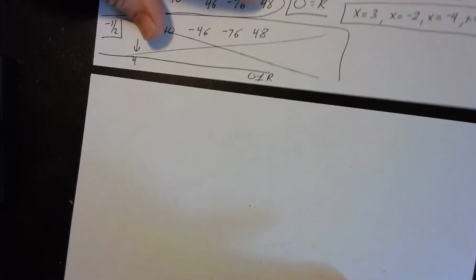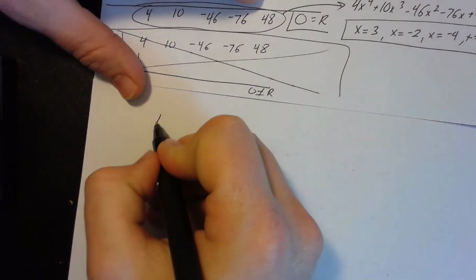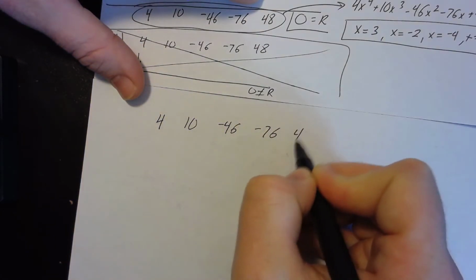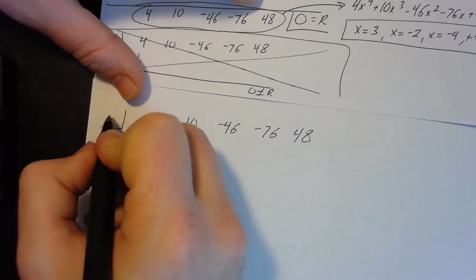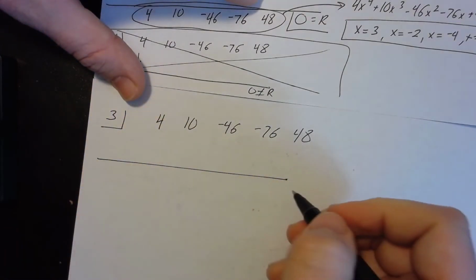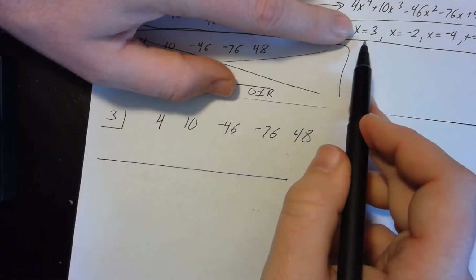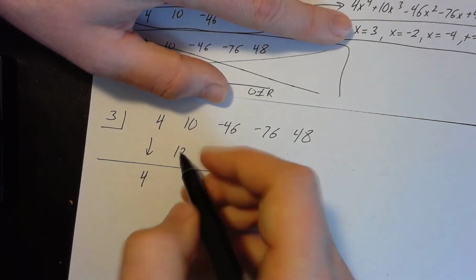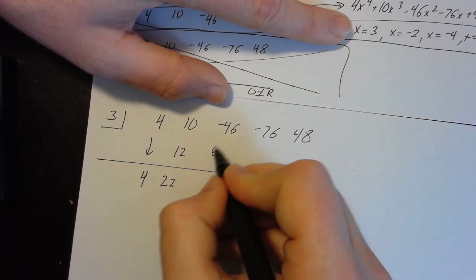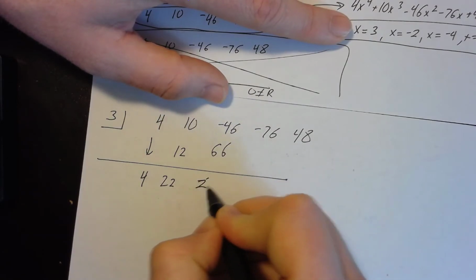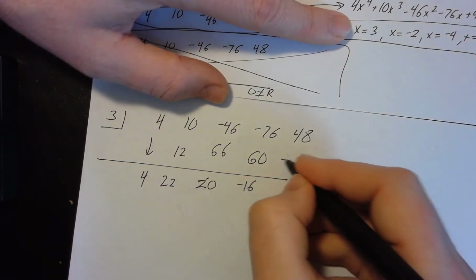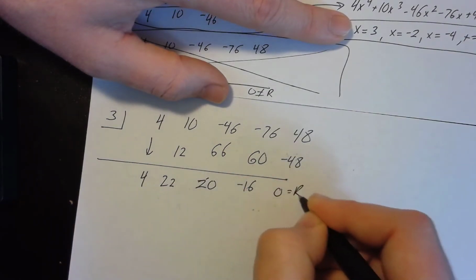Let me show you one more example of how this works. I'm going to have 4, 10, -46, -76, and 48. You must show all of this work. So I'm going to check 3 first, just because it happens to be in my list first. Carry down the 4, multiply, gives me 12. Add 22, multiply, gives me 66. Add gives me positive 20. Multiply gives me 60. Add gives me -16, and multiply gives me a -48. So sure enough, there's my remainder of 0.